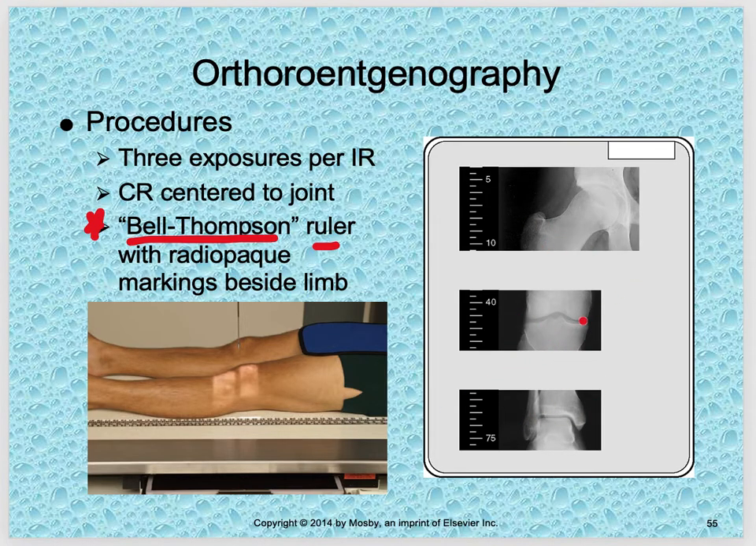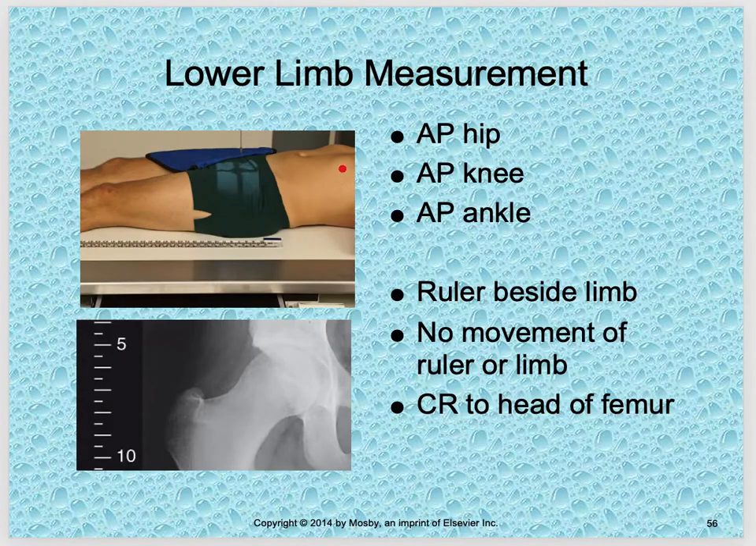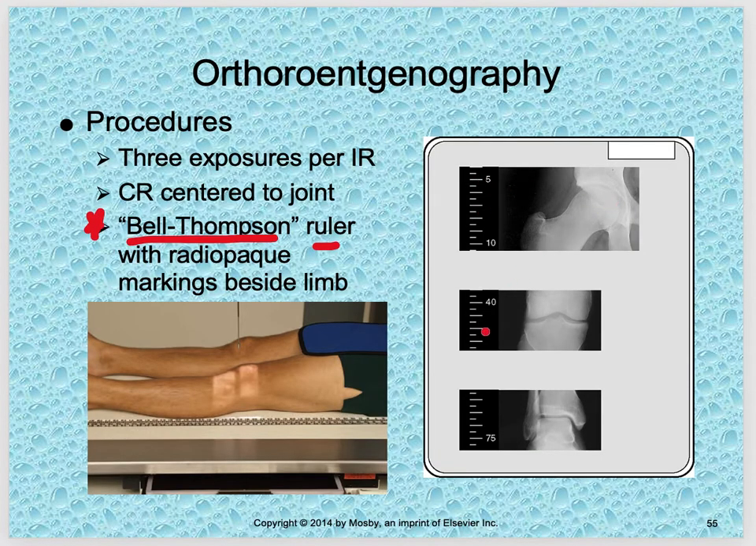So from this joint here, they would say, this is the measurement to this joint, and then down to this joint or this lateral malleoli, what is the measurement here and how long should it be according to normal standards, okay? So lower limb measurement: AP hip, AP knee, AP ankle, which is what we saw prior.